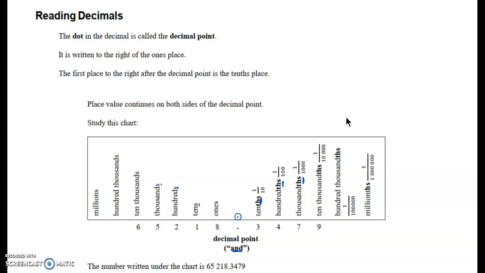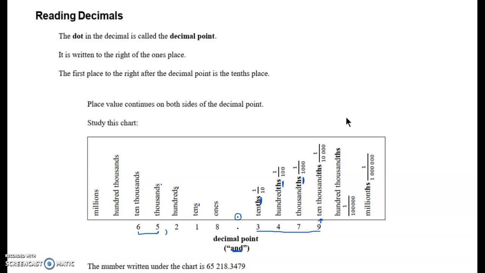So if we were going to read this number aloud, it would be 65, here's our thousands period, 65,218 and 3,479 10,000ths. So on the decimal side, we read the number as we would on the whole number side, 3,479, and where we end up is the decimal place we say.